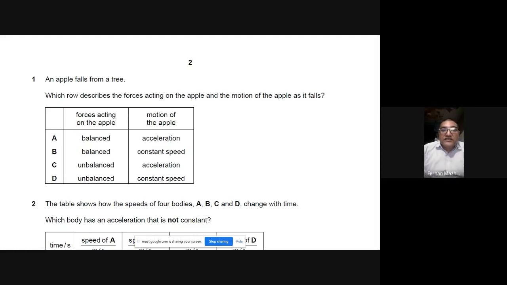The weight will be larger than the air resistance because the surface area of the apple is not that large, so the air resistance is not that large during that fall. So the weight will always be larger than the air resistance, and there will be a resultant force in the downward direction, so the forces are unbalanced, and due to the resultant force the apple will accelerate. So for question number one, C is the option. The apple will be subject to unbalanced forces and it will accelerate.